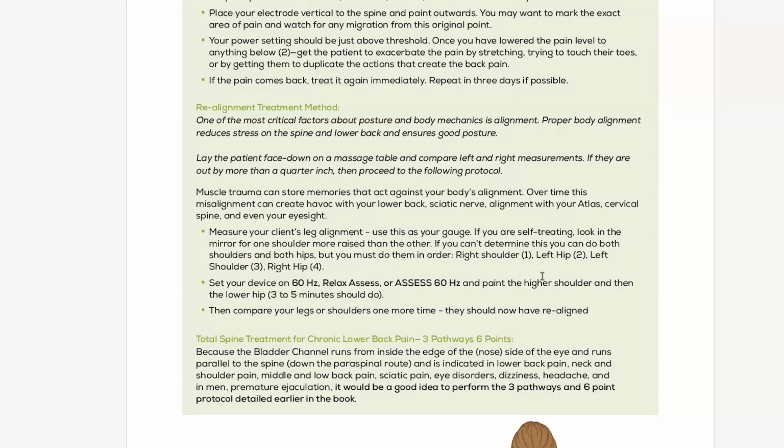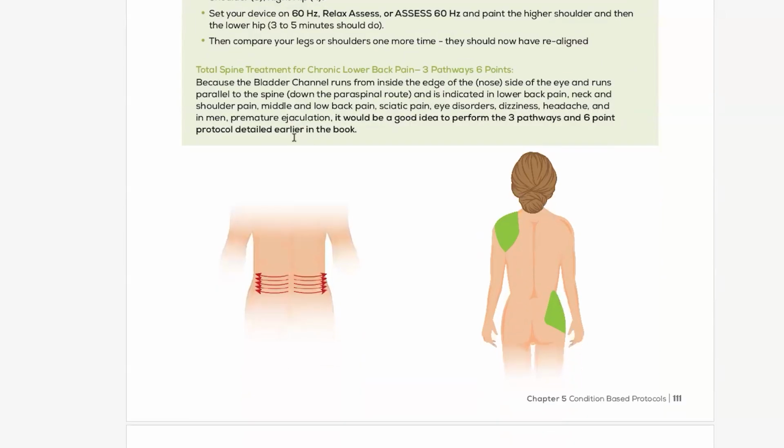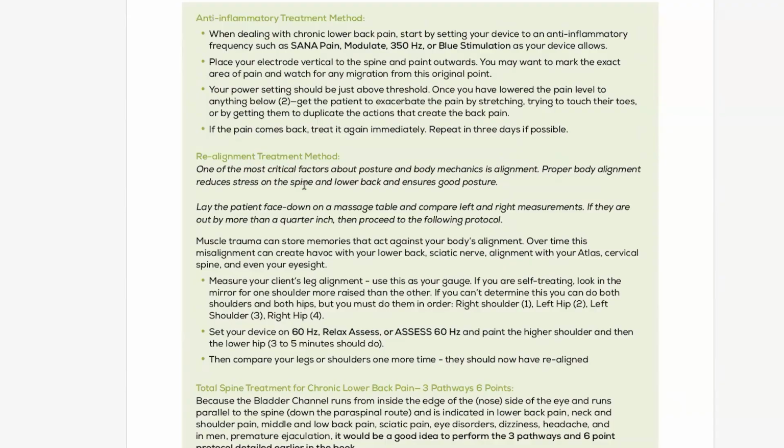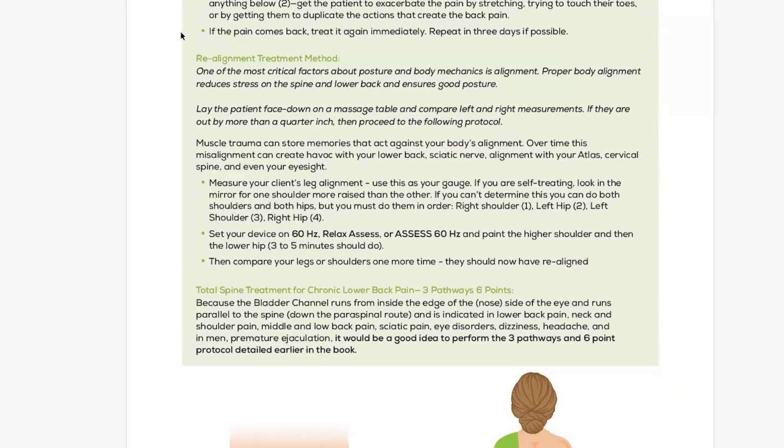I'm just going to share my screen here so you can see the protocol. Okay, so there you find it. This is actually in Current Medicine 3rd edition. We have videos on this as well. The Realignment Protocol is on page 111, and it's part of the lower back pain protocol, but it's usable for so many different things.